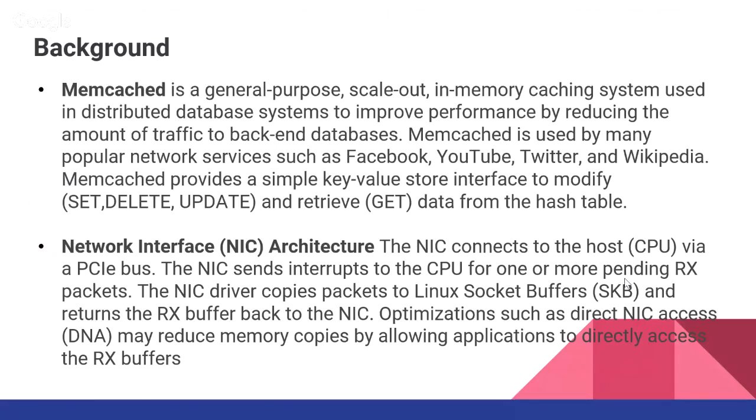Now for the background, Memcached and the network interface architecture are the two most important ideas. Memcached is a general purpose scale-out in-memory caching system that's used in distributed database systems. They're used to improve performance by reducing the amount of traffic to back-end databases.